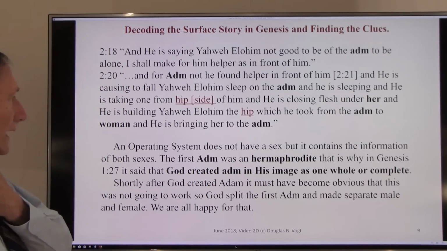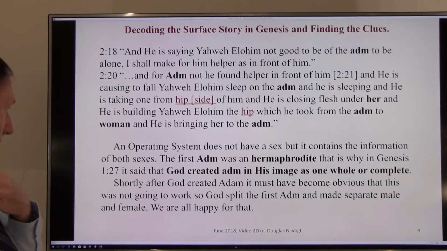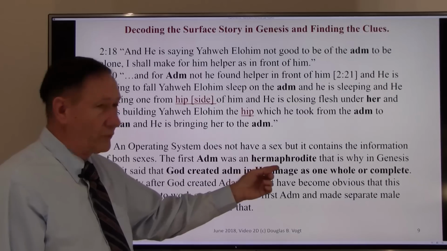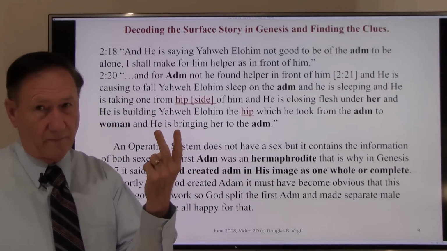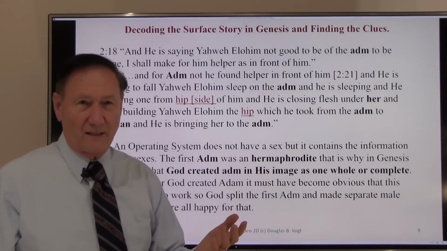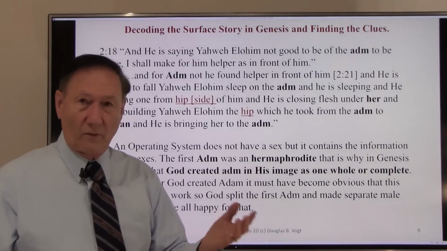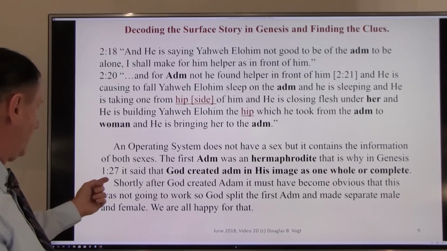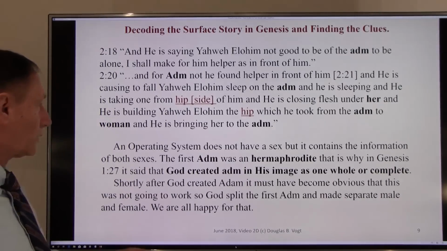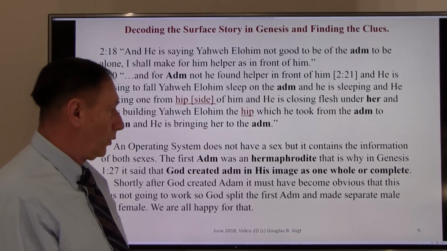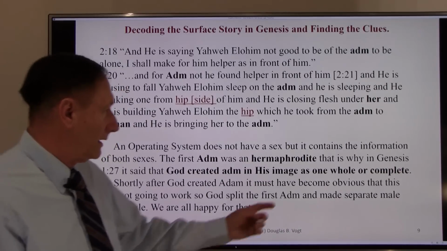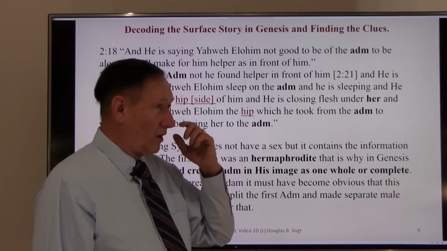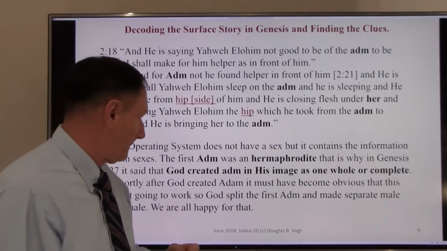An operating system does not have a sex, but it contains the information, like I said. The first Adam was a hermaphrodite. It had both sexes. I mean, it's an operating system. It doesn't have a sex, but has the information of male and female. So what it even says in Genesis 1:27, it says, God created Adam in his image as one whole or complete. Now that is the correct translation. It was a whole. It was one unit.